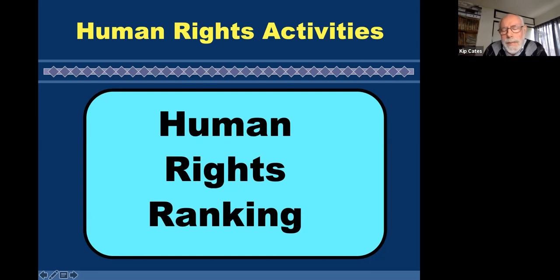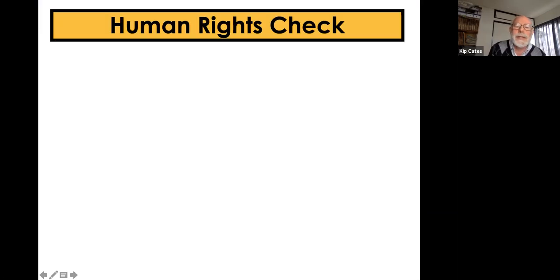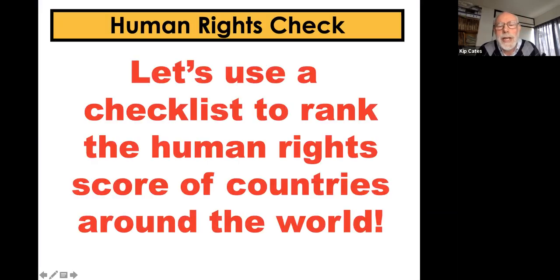From there, looking at the Universal Declaration of Human Rights, I then move to a similar rights ranking with an expanded list. And this is called Human Rights Ranking. Let's check about different countries. Let's use a checklist to rank the human rights score of countries around the world. Whoa, this is a very ambitious task. Here's how we do it.